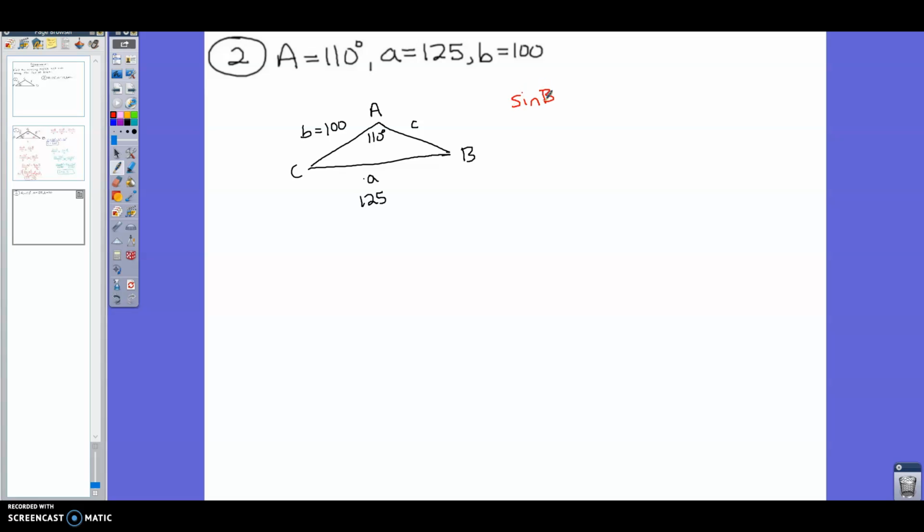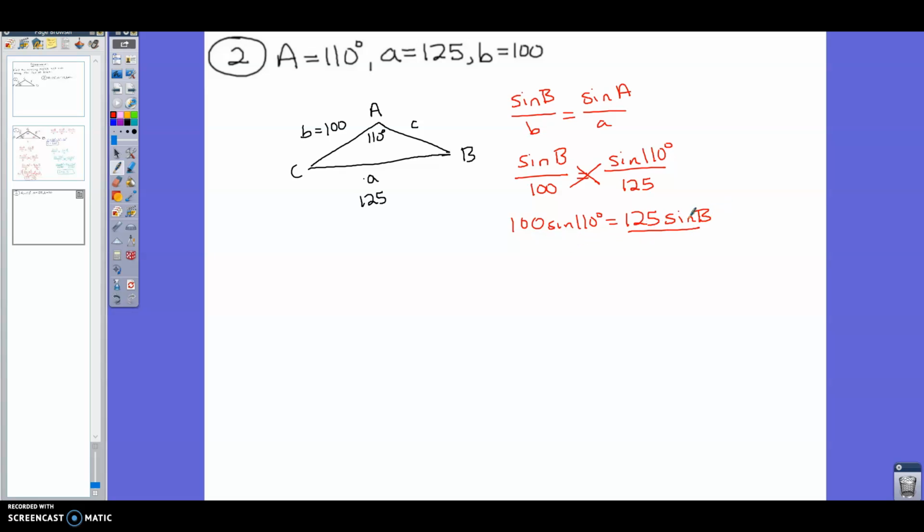So we're going to set the sine of B over B equal to the sine of A over A. So we fill out what they gave us. We don't know the angle. We know side B is 100. Angle A is 110. And side A is 125. So just like the first one, we're going to cross multiply. And then we're going to divide, because we want to get the sine part by itself, so we need to divide both sides by 125.